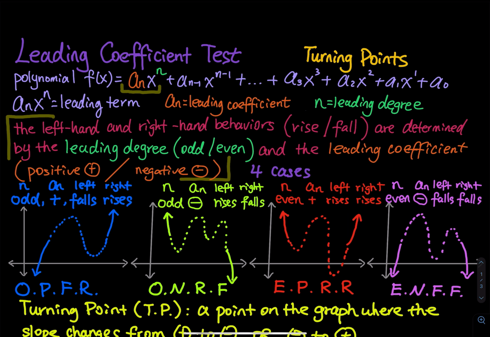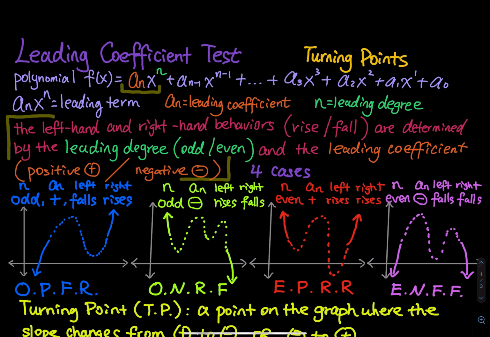So what we have to look at is the leading degree. What is the leading degree? The leading degree is the biggest exponent, which is n, and then a_n is the leading coefficient. The entire term a_n x to the n is called the leading term. That is the leader of the entire polynomial because this term has x raised to the largest exponent.